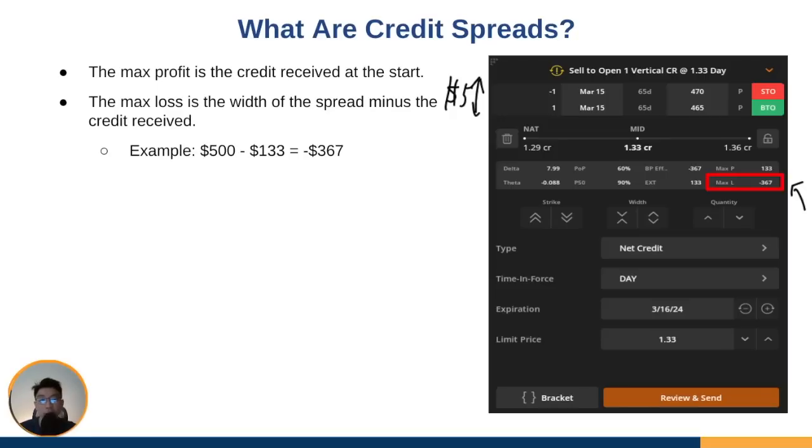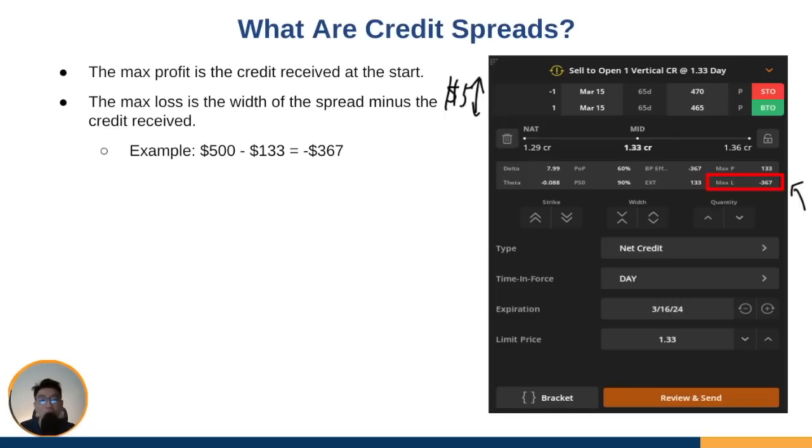If you don't want to calculate this by yourself, of course, just go ahead and take a look at the order ticket. Now, this is something that you have to understand when you're trading credit spreads, right? Some people will be asking, if the risk to reward ratio is so bad, why do you want to trade the credit spread?